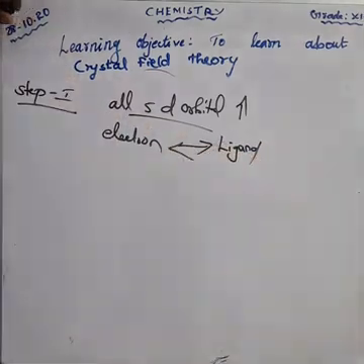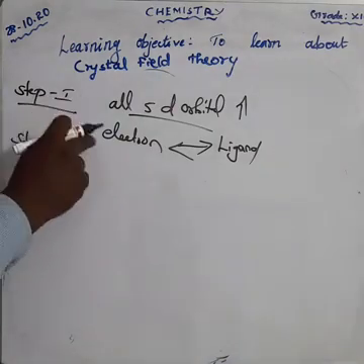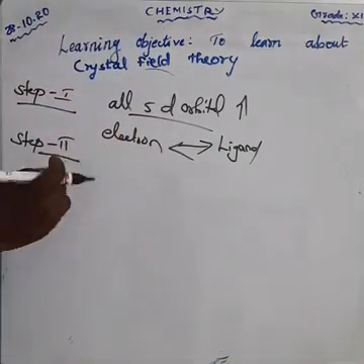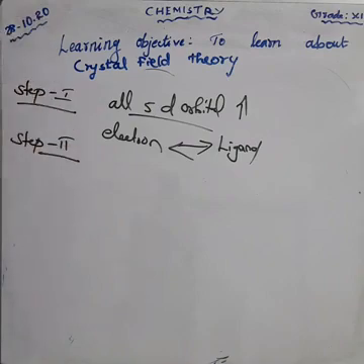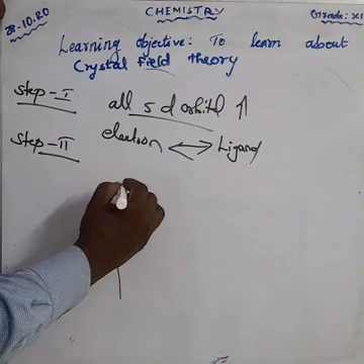Don't forget that this is the first point. What is the second point? How can we explain the second point? Second step: the ligands approach the metal ion. The ligands are approaching the metal atom to the actual bond distance. Let us discuss it by taking one octahedral field. Like this, we should draw an octahedral complex.